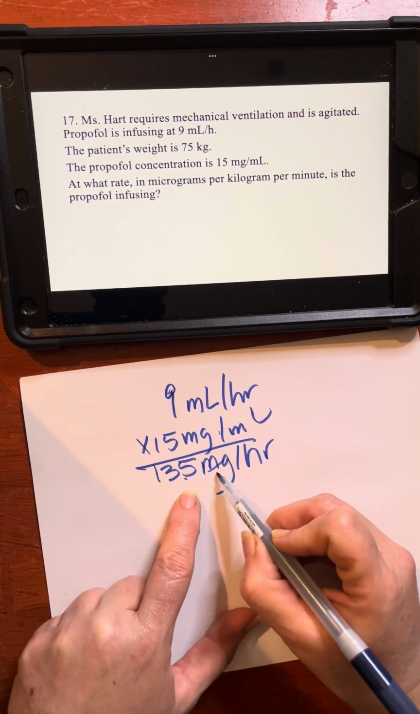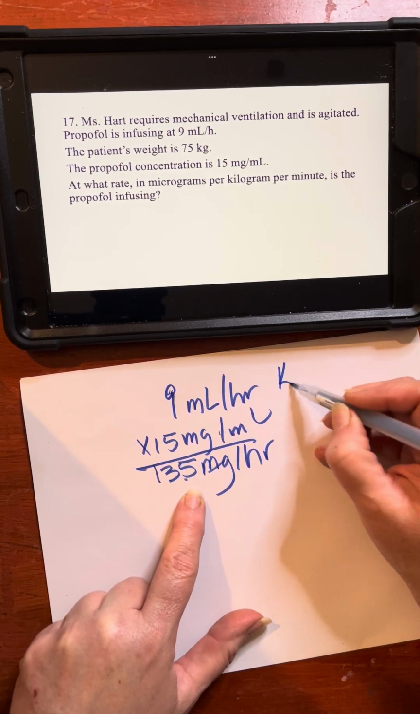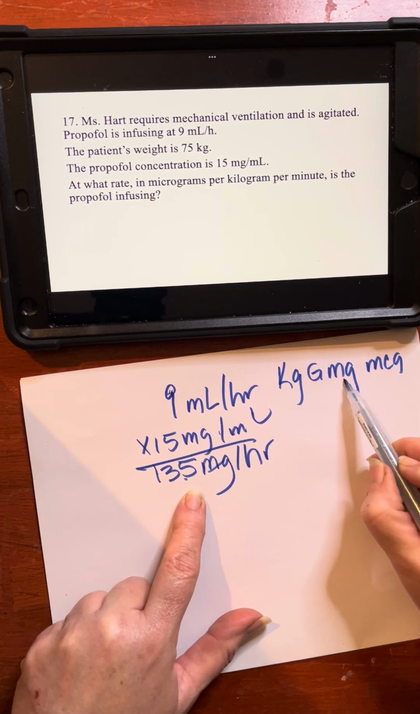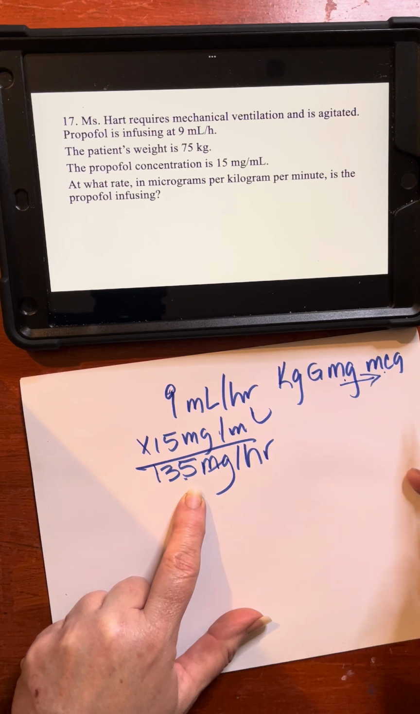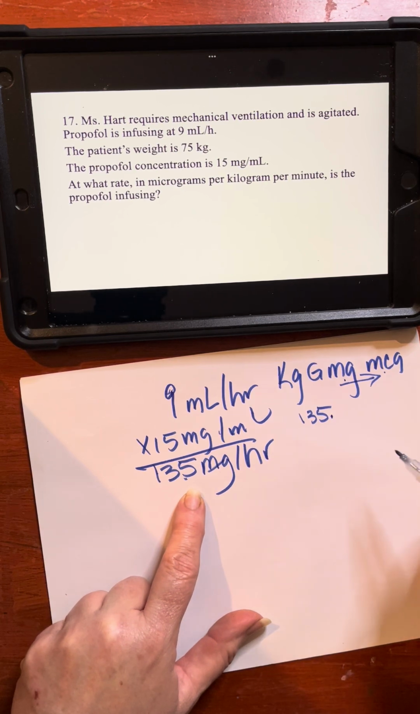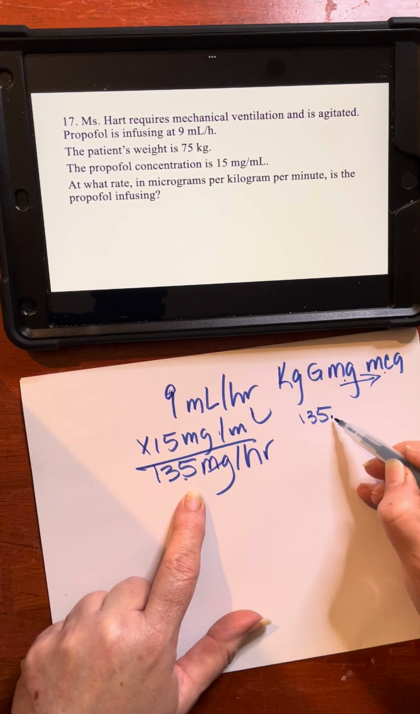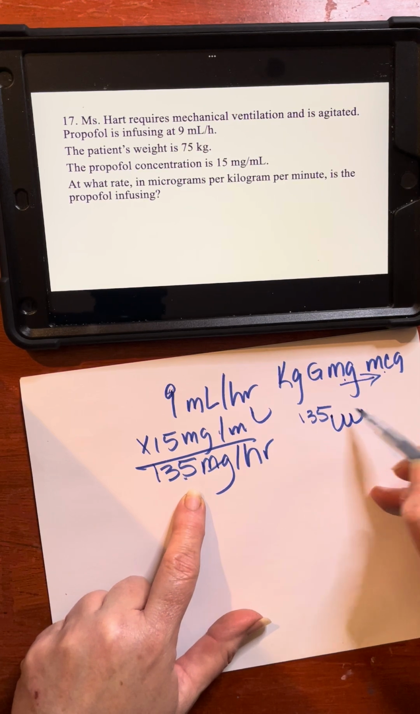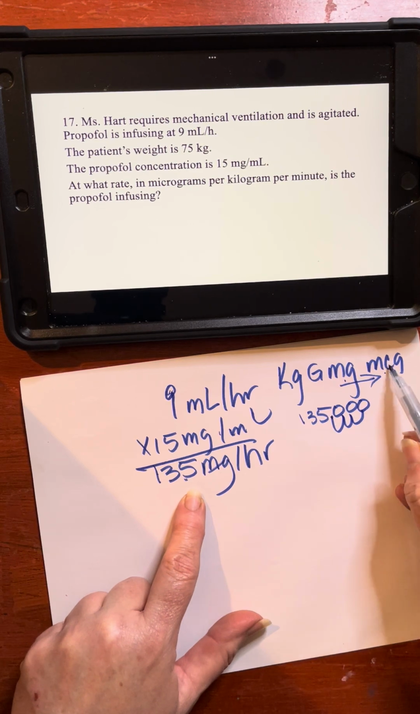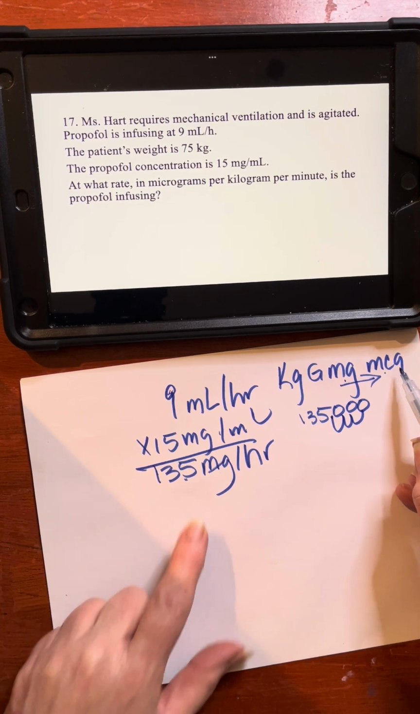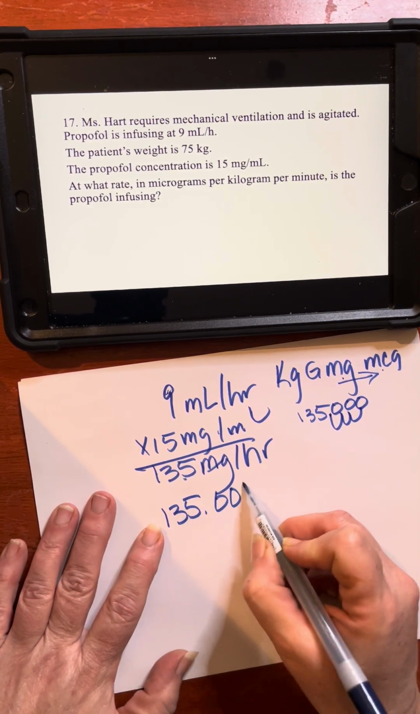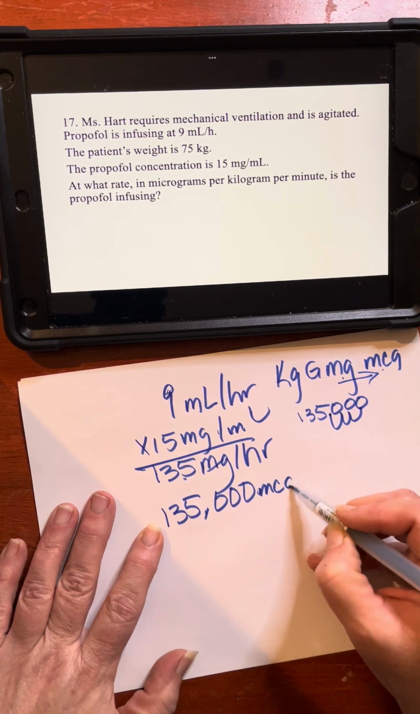I'm going to go ahead and convert these milligrams to micrograms. You see, you've got kg, g, mg, and mcg. If we're going from milligrams to micrograms, it tells you we're going 3 places. So 135 milligrams, the decimal is understood to be behind the whole number. And I'm going to go 1, 2, 3. So 135 milligrams will be 135,000 micrograms. Okay? So that's 135,000 micrograms per hour.